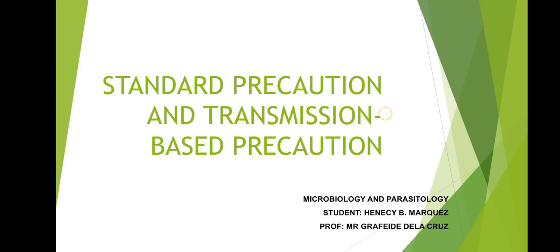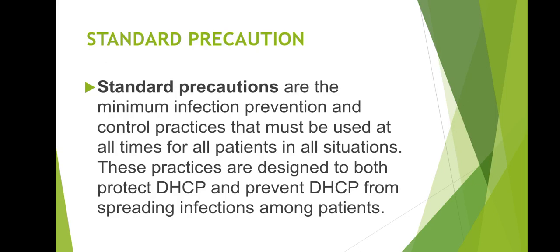Today we will tackle the standard precaution and transmission-based precaution. Standard precautions are the minimum infection prevention and control practices that must be used at all times for all patients in all situations. These practices are designed to both protect DHCP and prevent DHCP from spreading infections among patients.